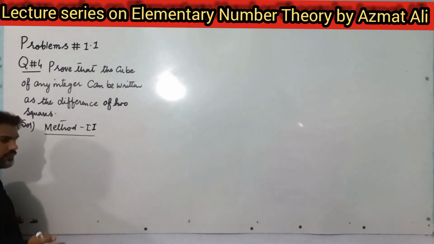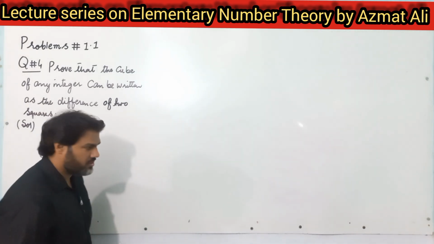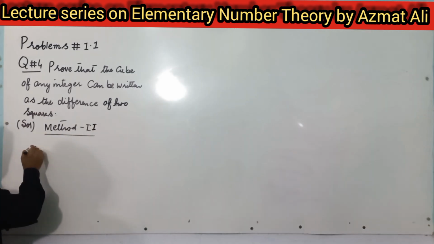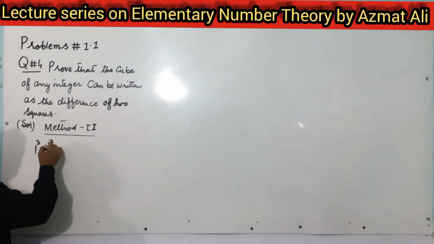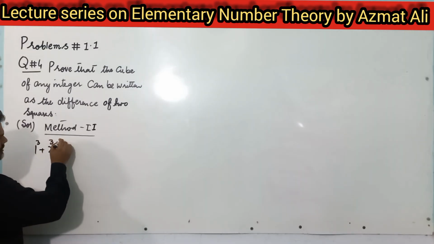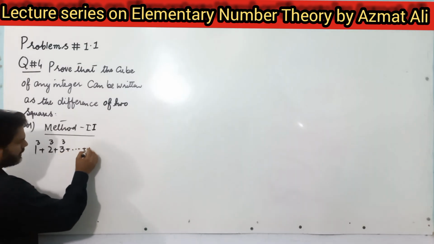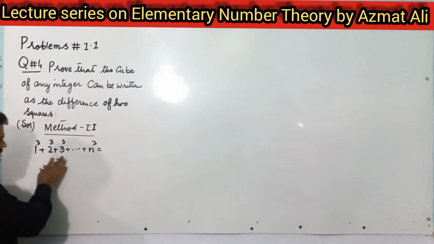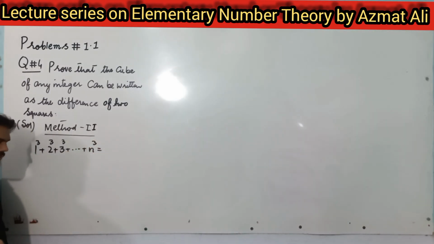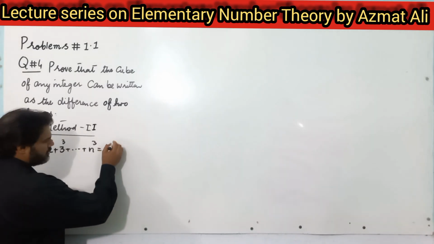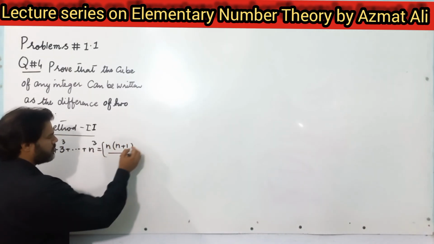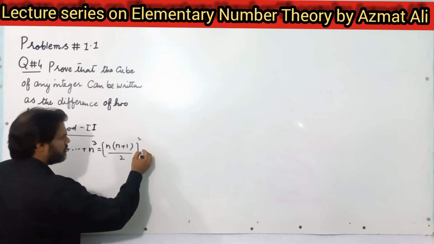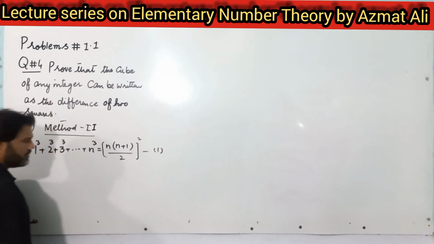We know that the sum of cubes of the first n natural numbers, 1 cube plus 2 cube plus 3 cube up to so on n cube, is actually given by [n into (n plus 1) by 2] whole square. This is my equation number 1.